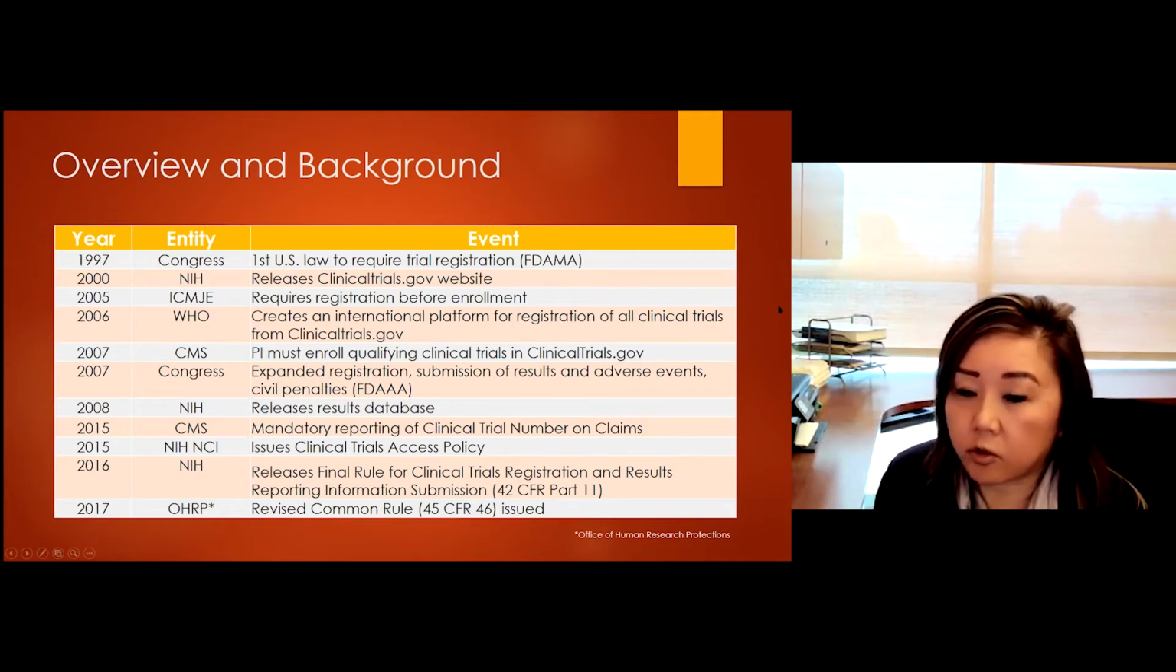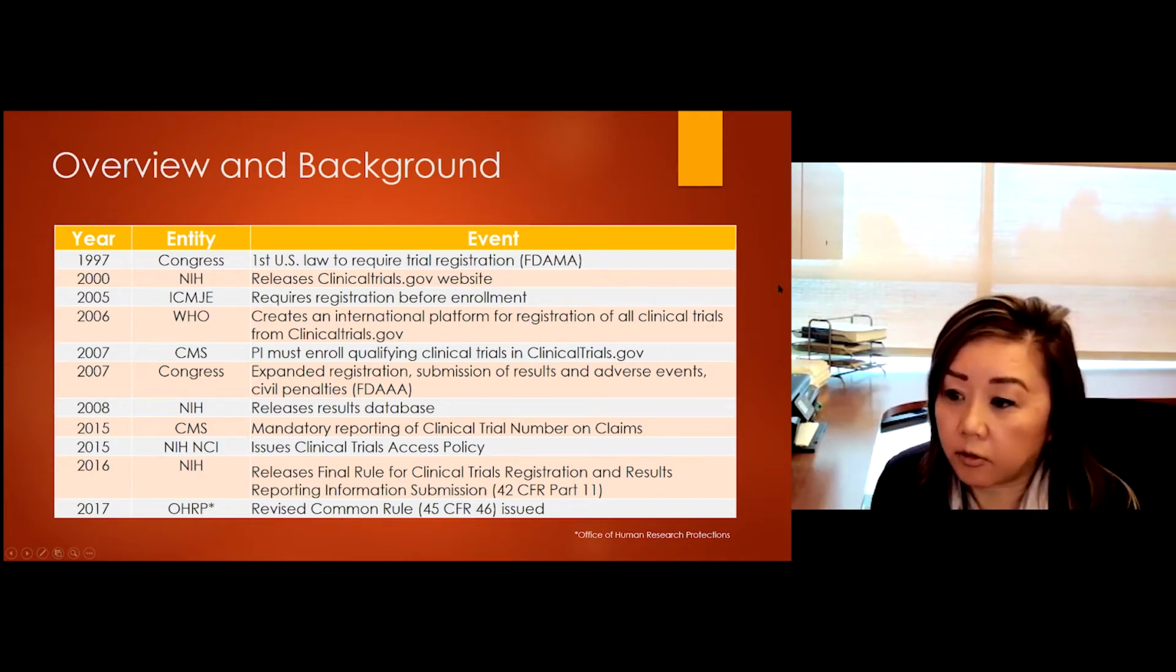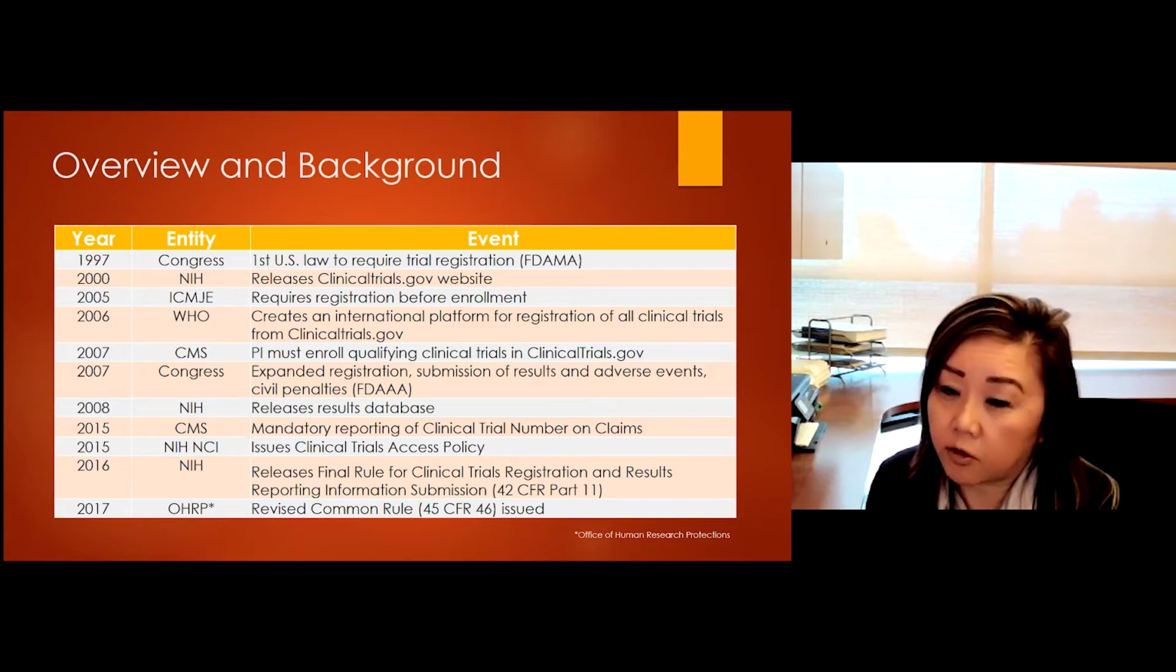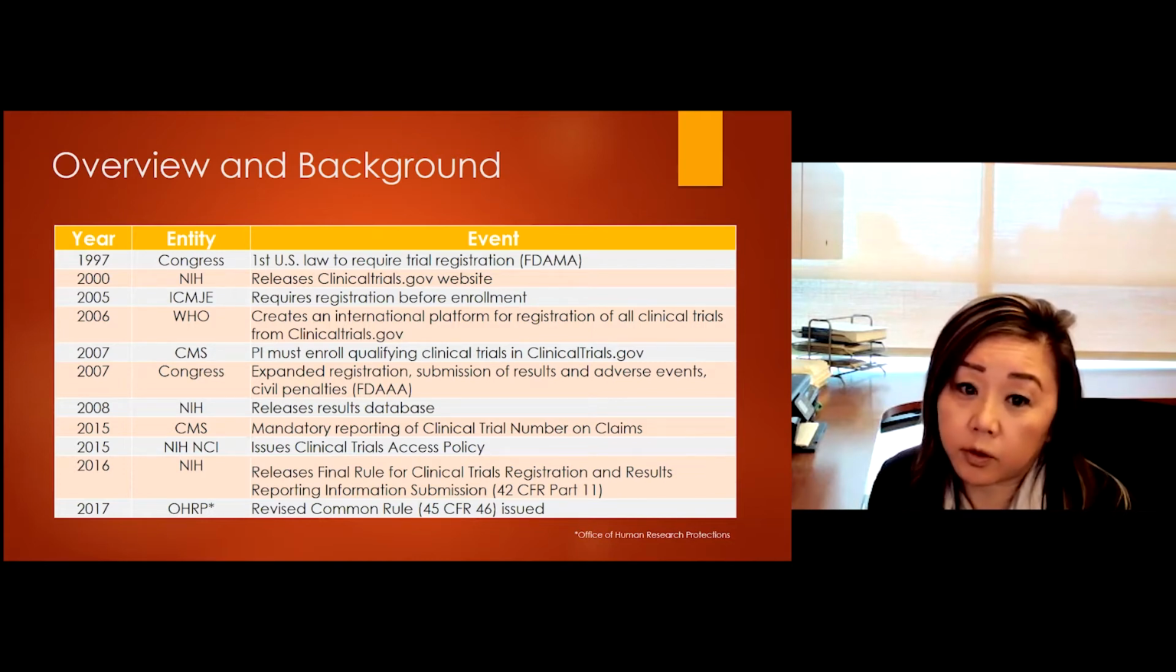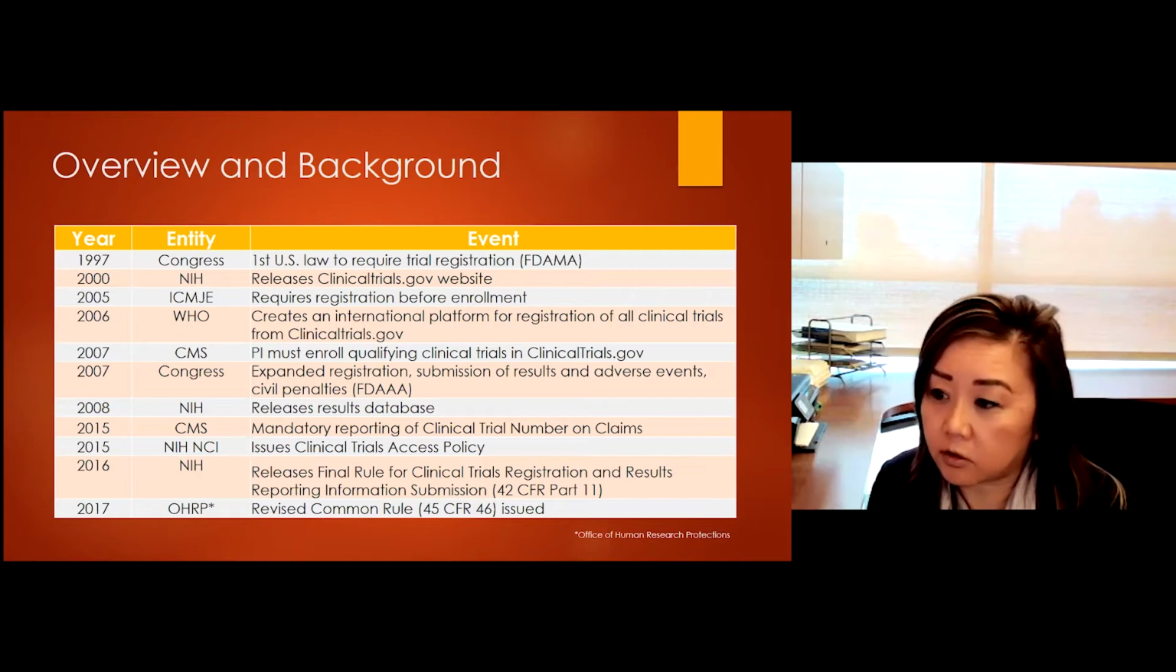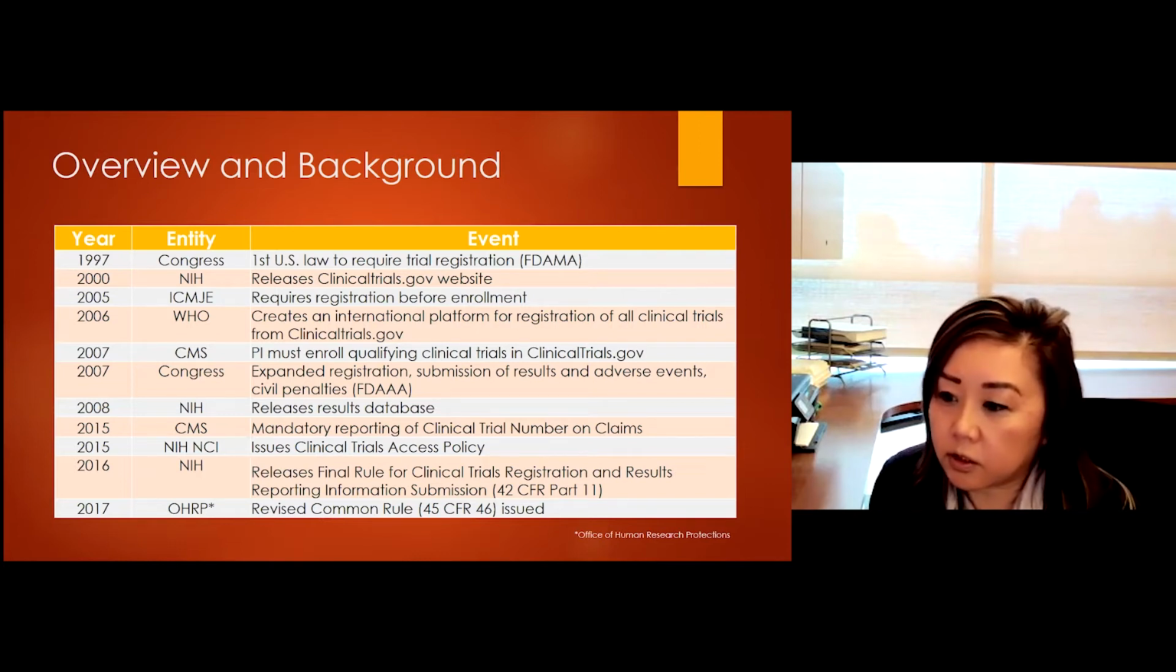policy. So it started requiring those cancer studies to require the same registration, although in a different way. And then we'll talk about why maybe some of our structure is also based on that, where we are separated between cancer studies and non-cancer studies. And then in 2016, NIH released their final rule for clinical trials registration and results reporting.